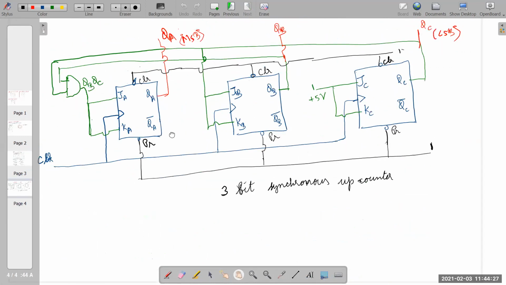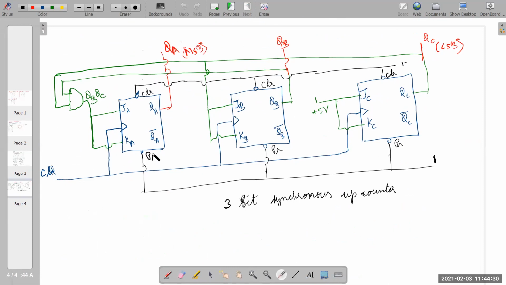So first draw the empty flip-flops, the skeleton of the flip-flops: A flip-flop, B flip-flop, and C flip-flop. Then give the connections as per the expressions you got in the previous slide for JA, KA, JB, KB, JC, KC. Then take the outputs QA, QB, QC connected to LEDs. Clear and preset are all interconnected and connected to 1 or 5 volts, and all are connected to the same clock pulse, and that is why it is called a 3-bit synchronous up counter.